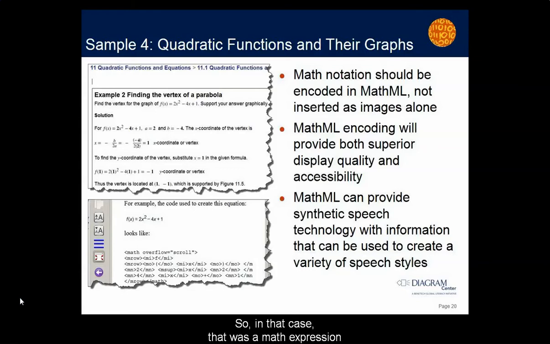So in that case, that was a math expression, which we included there, f of x equals 2x squared minus 4x plus 1, for instance. And so we show the MathML that would be used for creating that equation. Of course, MathML has been adopted in EPUB 3, and it's been in the DAISY format for many years. So the ability to include MathML is in the specification itself. We include samples in the book of how you would do that in both DAISY and EPUB specification.